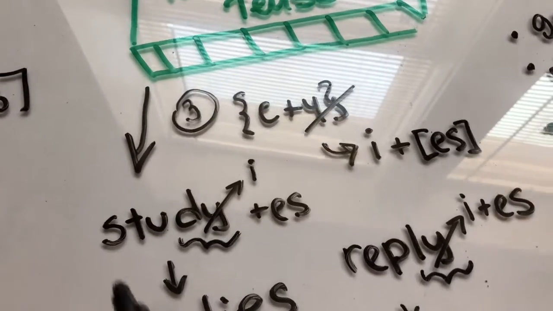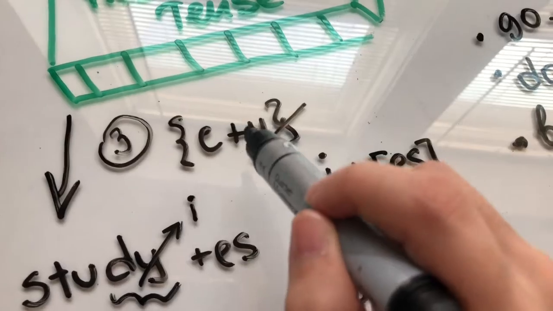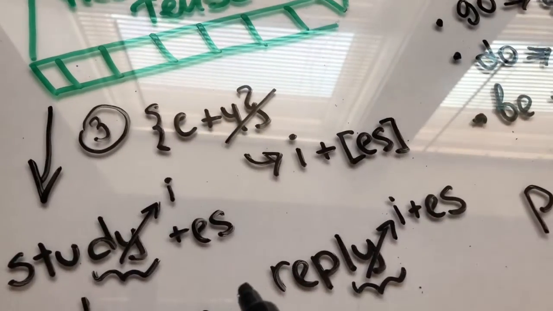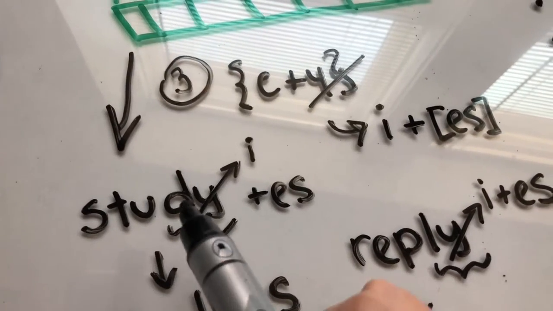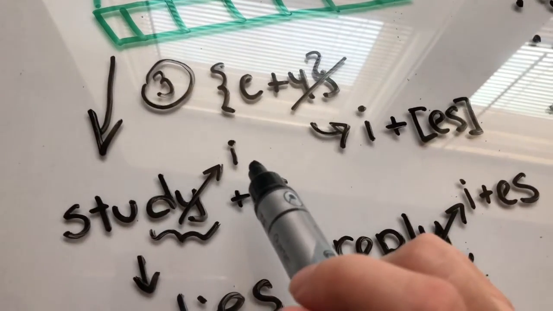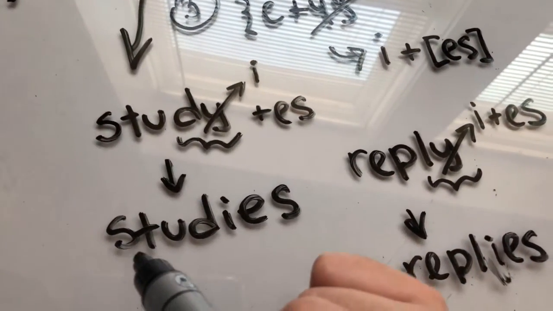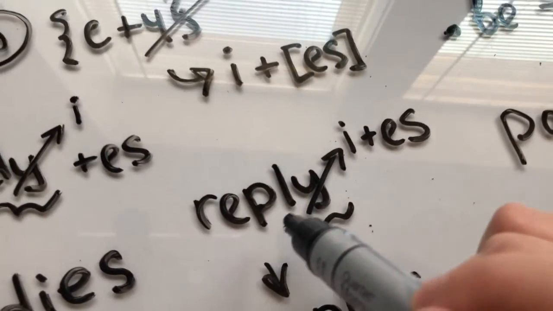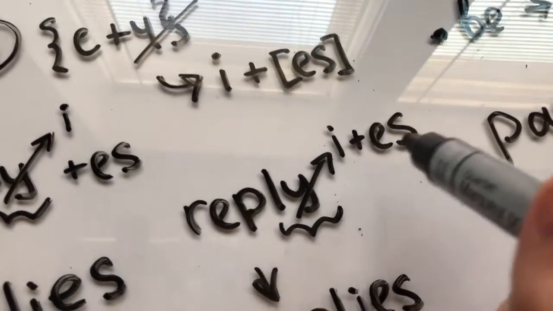Rule number 3. If your verb ends on a consonant plus y, you need to replace the y with an I and then add the ending es. Study, consonant y. Remove y, replace it with I, and add es. Study becomes studies. Reply, consonant y. Replace y, add an es. Replies.